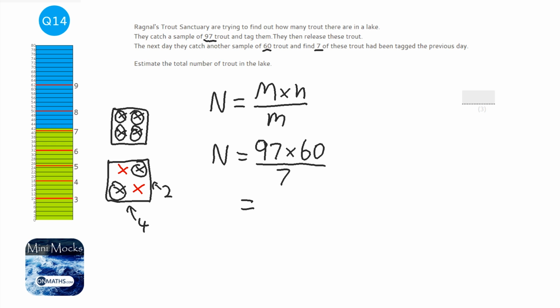And so all you need to do is just type that into a calculator, which I've got handy. So it's 97 times 60 and then over 7. Now you often get a decimal. So I've got 831.428 and so on. Now it says estimate the number of trout, so we have to have a whole number. So it's just going to be rounded to the nearest whole number. So that's 831.